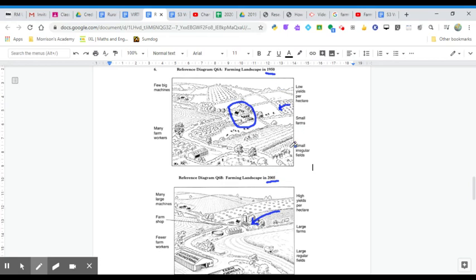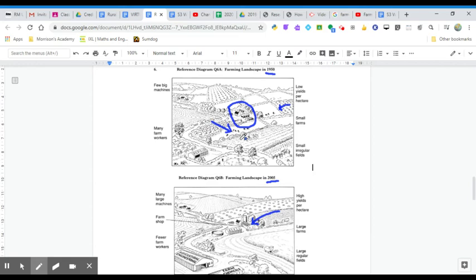Okay. Another change is actually what the farmer is doing. We can see that back in 1950, there was quite a lot of cattle in the fields. And we can see that in 2005, it's mostly what we call arable crops. So that's ARABLE. So they're growing crops.